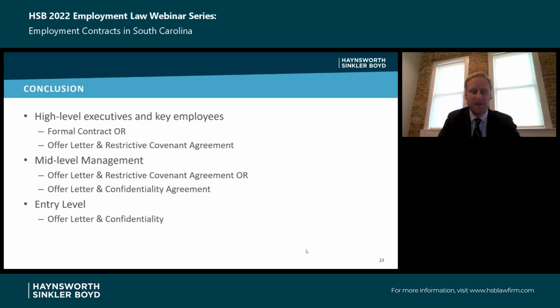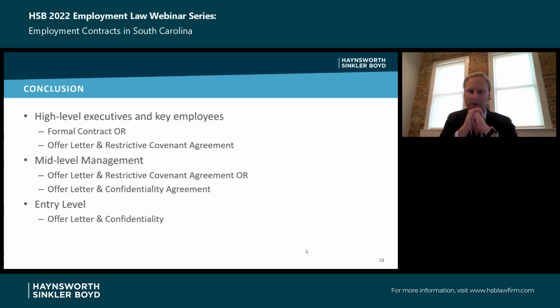For your mid-level management, it's either an offer letter and a confidentiality agreement, or maybe you want to have an actual restrictive covenant agreement in place. Maybe it's a non-solicitation of clients. Maybe it's an actual non-compete, something like that. But you probably want to consider that for your mid-levels. And you can do an employment agreement at this level as well. If you're going to do a restrictive covenant agreement, I might say, well, let's just do an at-will employment agreement and combine the offer letter and the restrictive covenant agreement into one.